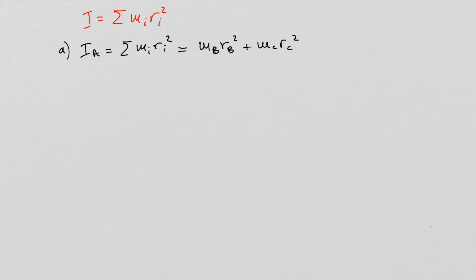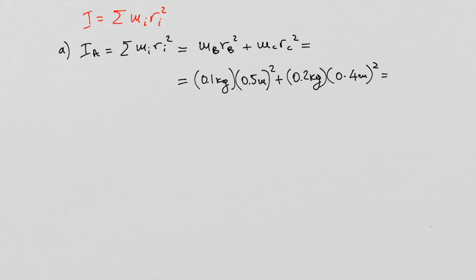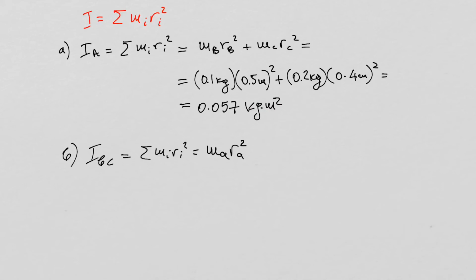So that means that I only will have the terms for the masses of B and C, and of course the distances to point A, or to the axis through A, from B and from C, so r_B squared and r_C squared. Replacing with the values provided, we have 0.1 kilogram times 0.5 meters squared plus 0.2 kilograms times 0.4 meters squared, which gives us the result, which is 0.057 kilograms meters squared.